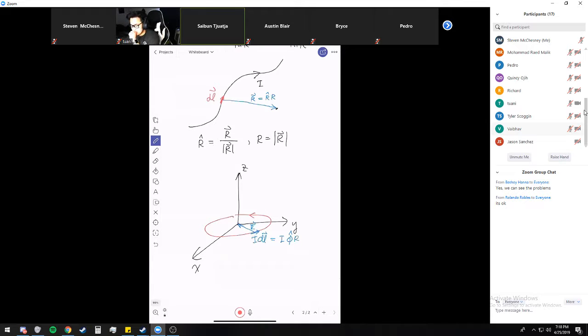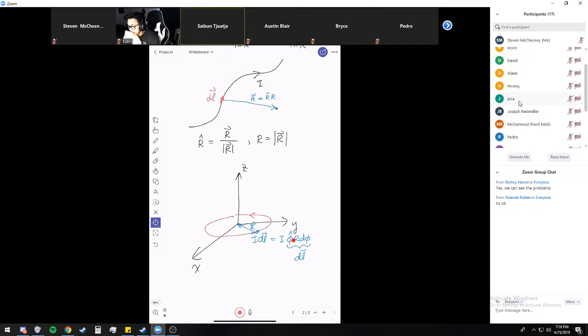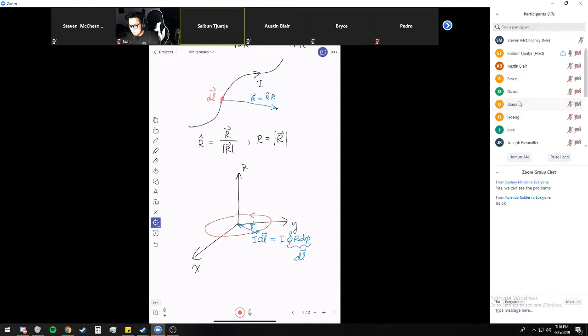R d phi, correct? So this is my dl, right? It's basically r d phi in the phi hat direction, okay? So now the variable I have to integrate is this d phi. Everything else is fixed. R is fixed because it's a circle.